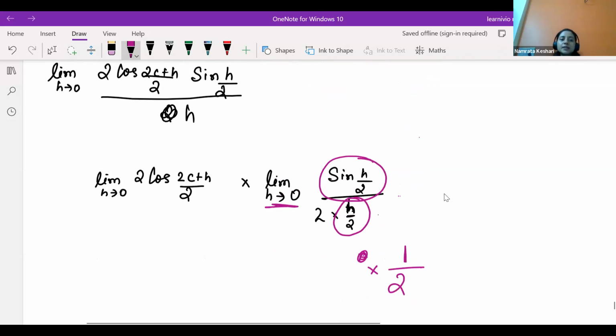We will put the limit h tends to 0 over here because there we cannot do any arrangement. We are not able to do any arrangement. So it will be 2c plus h is 0 by h.